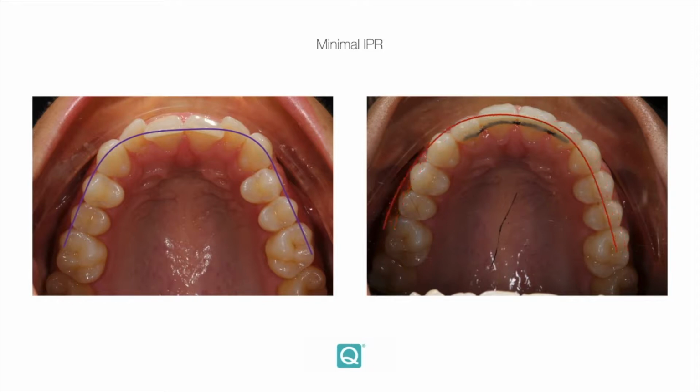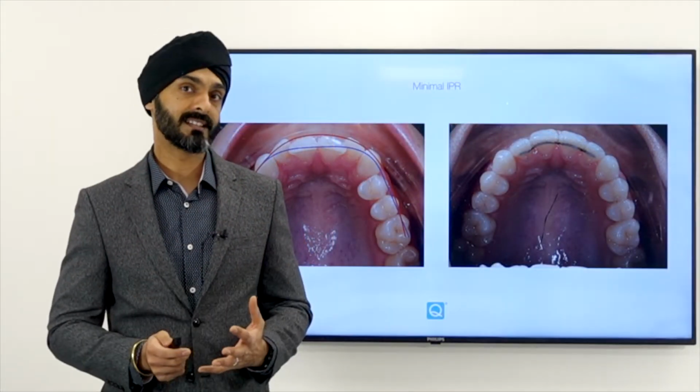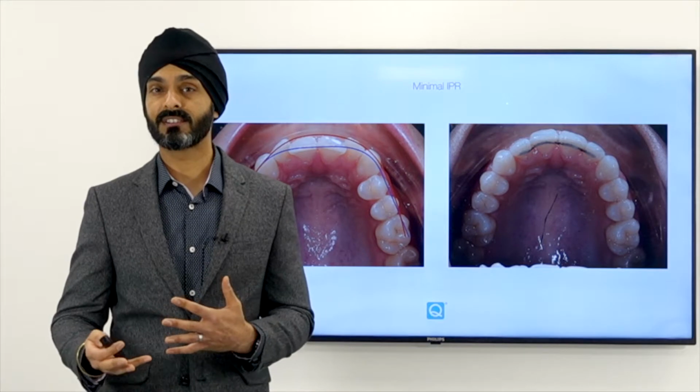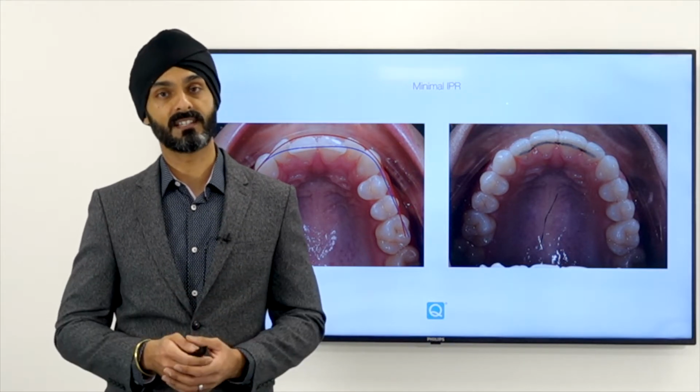Now, if we were going to superimpose one line over the other, you can see that the increased length of the red line indicates how much space we've actually gained just through arch expansion. So this is an important thing to consider when you are planning your case and understanding where you're going to get the space needed to align your teeth.